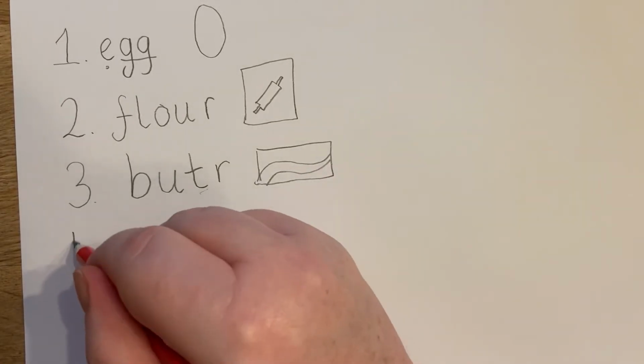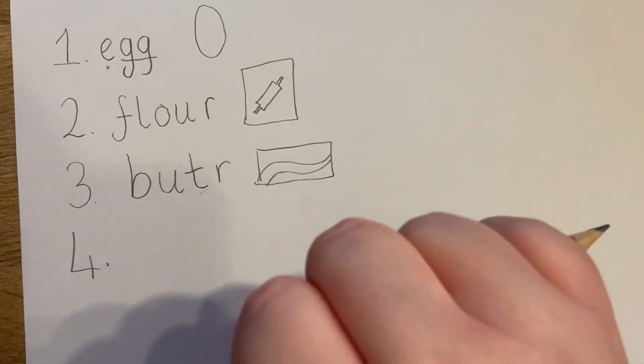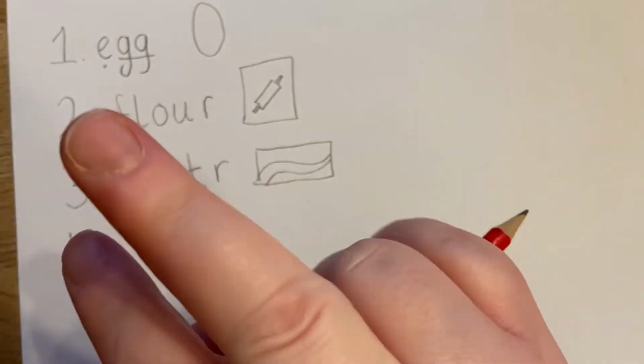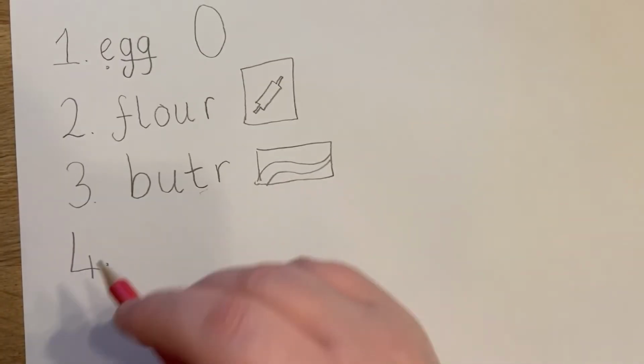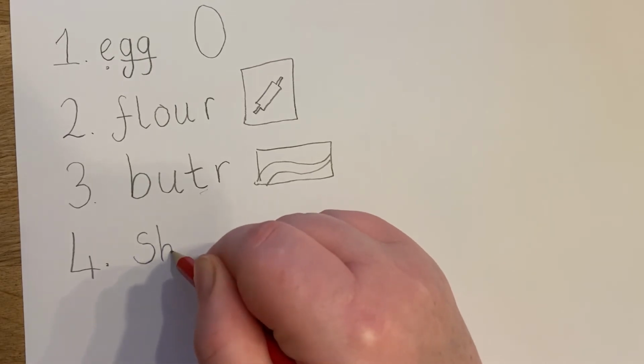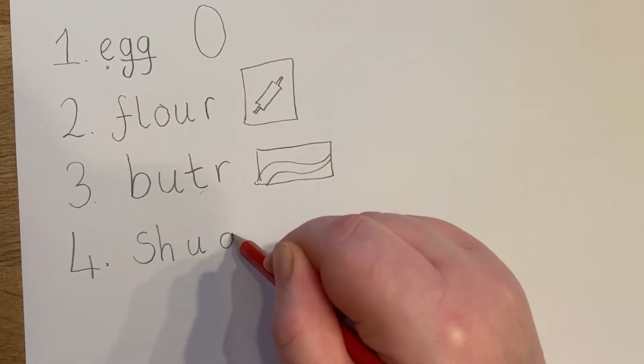Okay, number 4, I'm going to have some sugar. Sugar. Sh, g. Again, we're just writing what we can hear.